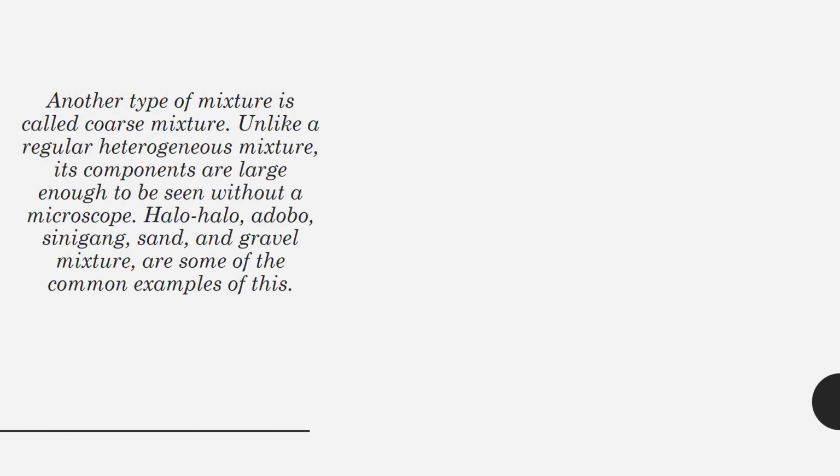Another type of mixture is called a coarse mixture. Unlike a regular heterogeneous mixture, its components are large enough to be seen without a microscope. Halo-halo, adobo, sinigang, and sand and gravel mixtures are some of the common examples of this coarse mixture.